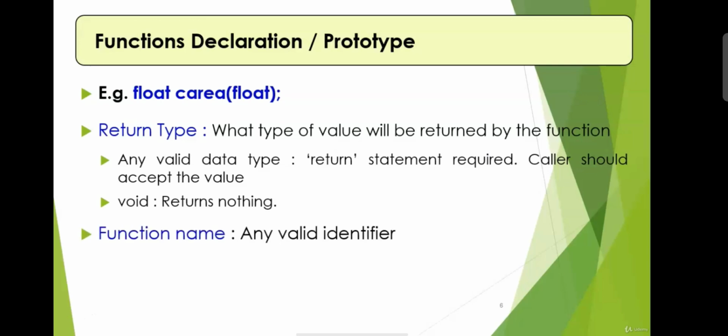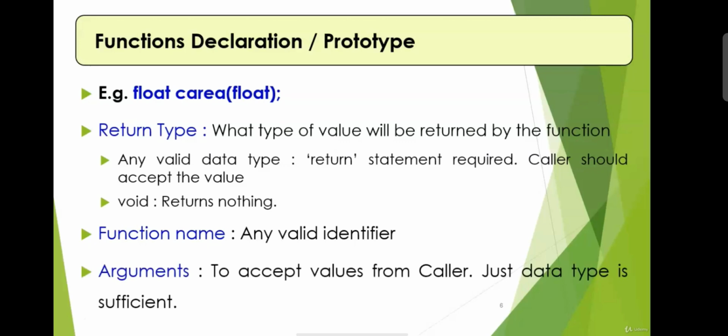The name of the function can be any valid identifier. In earlier sessions we have discussed the rules for forming an identifier, and all those rules are applicable here as well. Arguments to the function are helpful to accept values from the caller. Make sure that only the data type of these arguments is essential when we are declaring functions. So we can skip the names of the arguments when we are declaring a function.